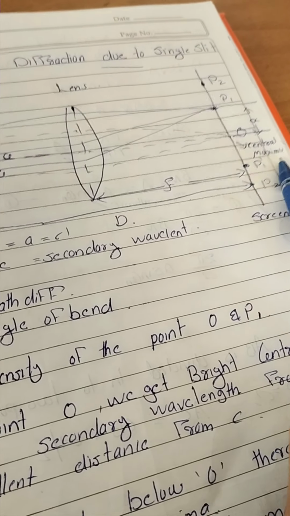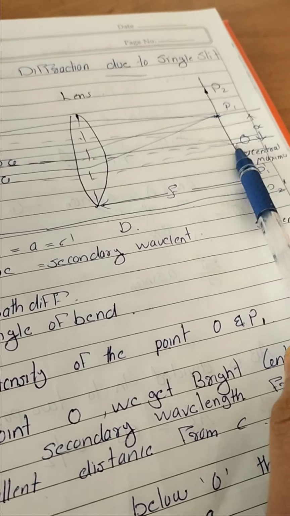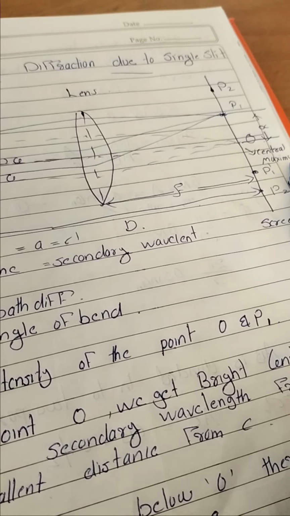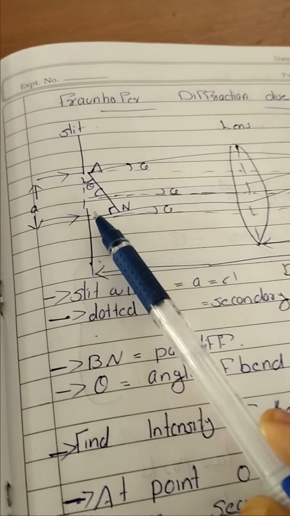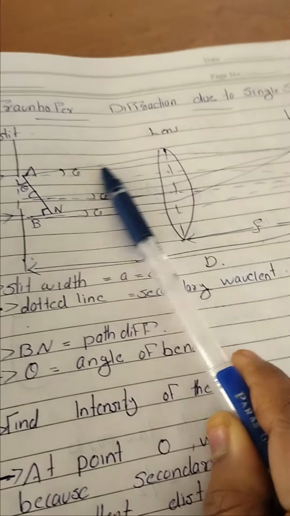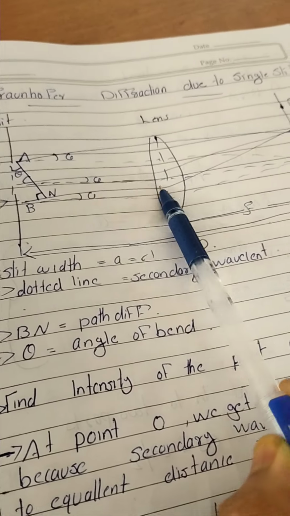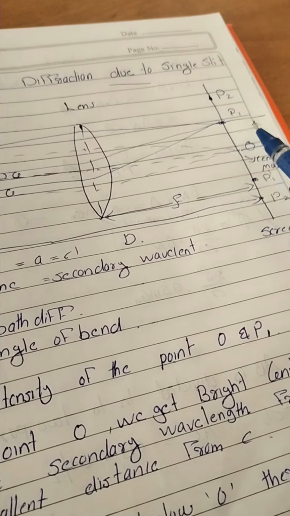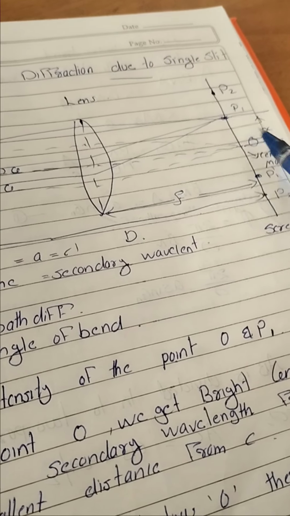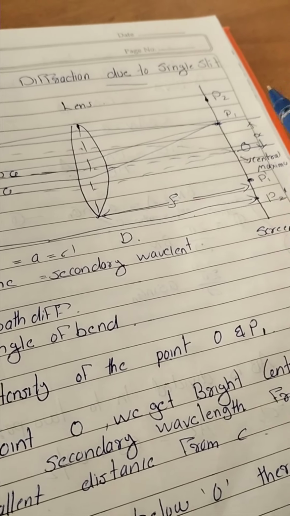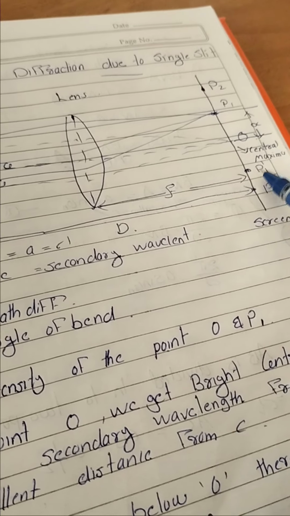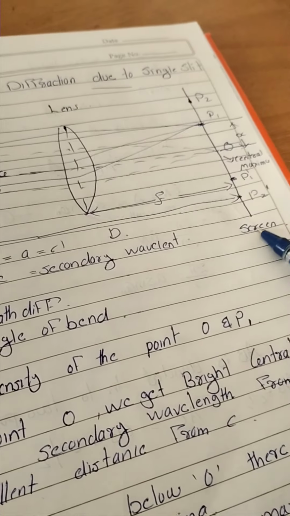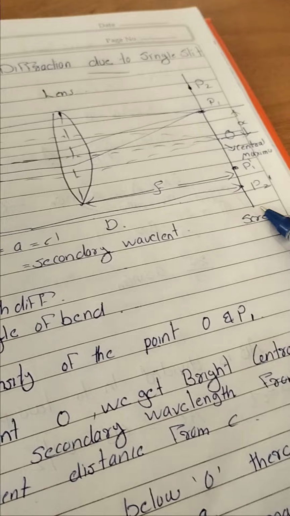The diffraction pattern shows O as the central maxima. The light starts to bend like that, joining another point, P1. This P1 is at distance x from O, which contains the central maxima. P1 and P1 dash are central minima, and P2 and P2 dash are maxima. We have already studied the diffraction pattern like that.